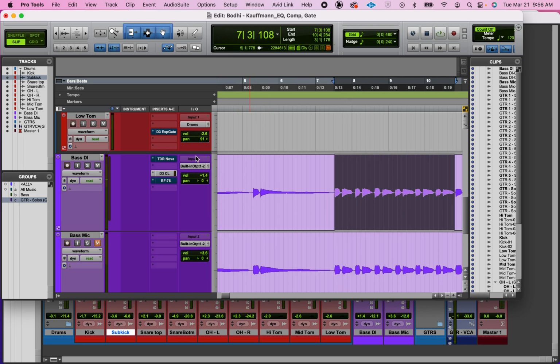Okay, so there's reasons you don't hear it so great in the mix at this point. Mostly related to the fact that I muted the bass, the mic of the bass. These two tracks are being used to blend into one signal.